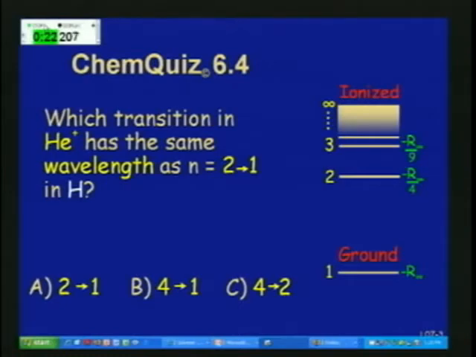So the question is, is it the 2-to-1 level, 4-to-1, or 4-to-2 level in helium plus? It's still a single atom system because helium has 2 electrons. We took 1 away, so we have 1 electron left, and we treat it as a single electron system.